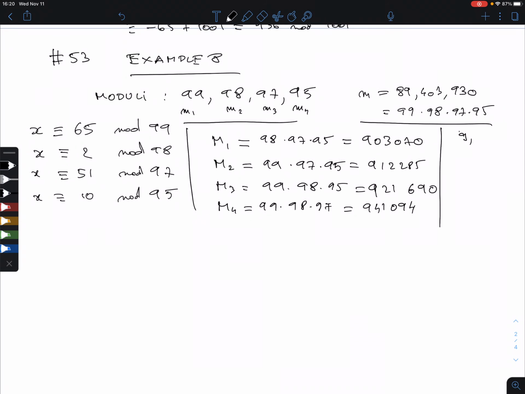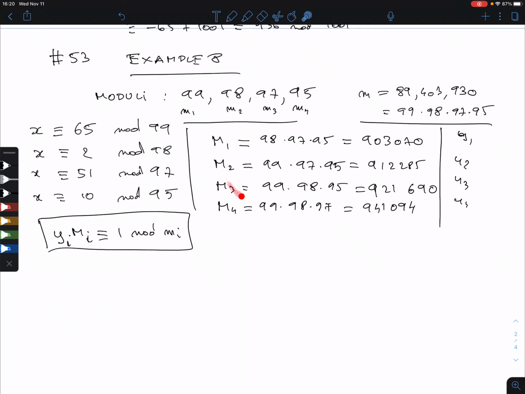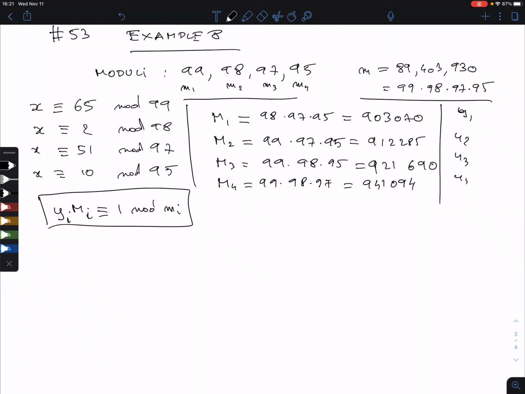So y1, y2, y3, and y4. But what are they? Well, y1 times m1 should be equivalent to 1 modulo m1. Or let me write it in general. So for each I have to solve this equivalence. In other words, I'm going to find the inverse of these numbers modulo mi. Okay. Now you say, oh my God, these are such huge numbers. No, but look, you're working only modulo, so really consider what you have to do here.